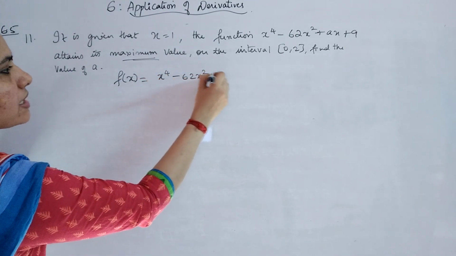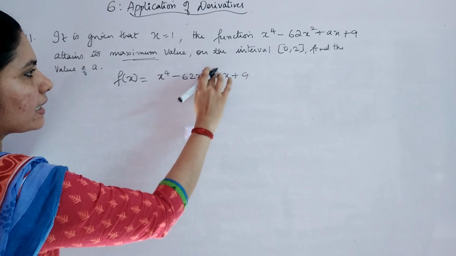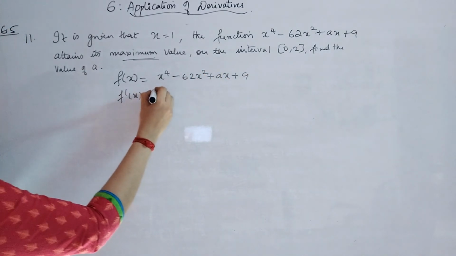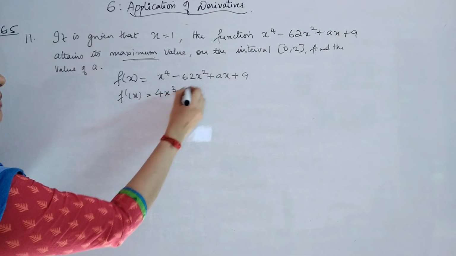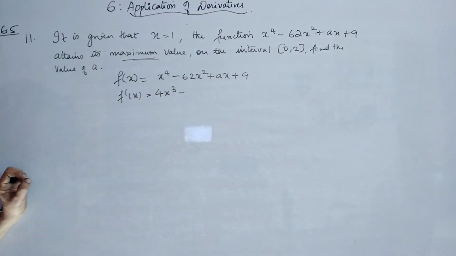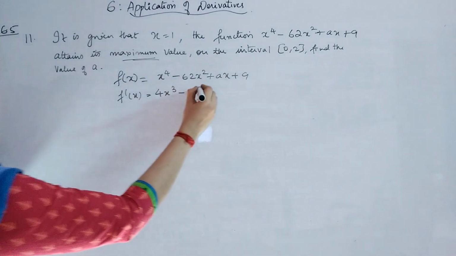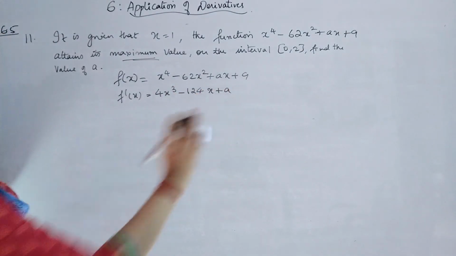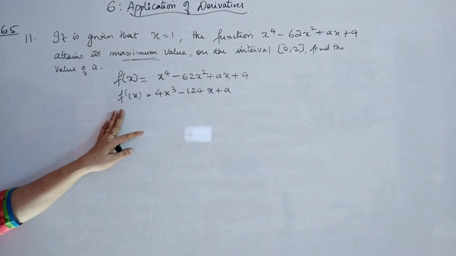Okay, so first we need to get the function and its derivative, x raised to 4 minus 62 x square plus ax plus 9. What is f dash of x? F dash of x will give you 4x cube minus 62 into 2, which gives 124x, plus a, right? Now you have to equate it to 0.